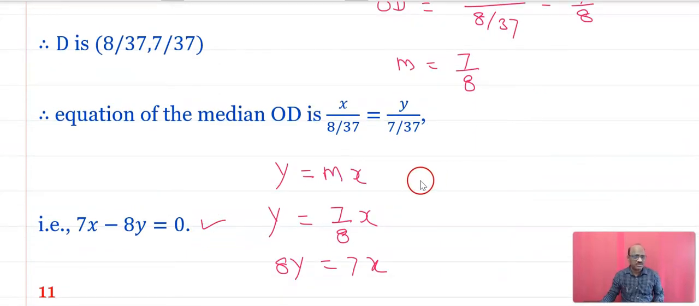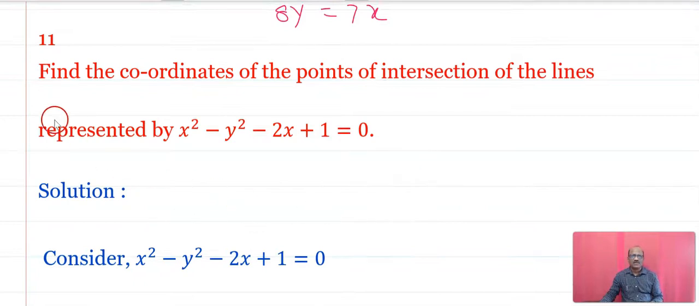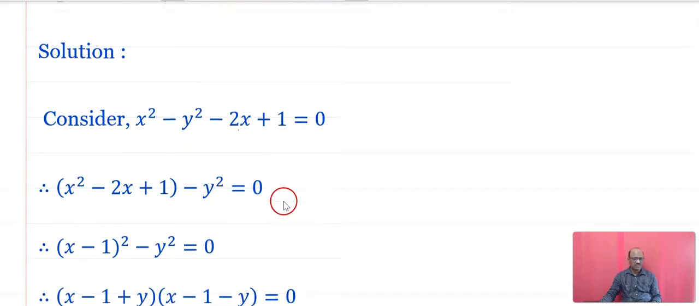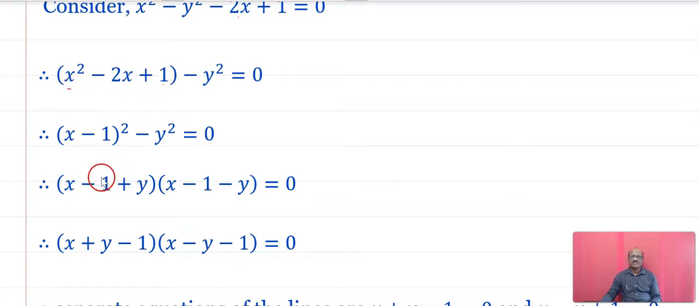This type of short example is also there. Now next question. Find the coordinates of the point of intersection of the lines represented by x square minus y square minus 2x plus 1 is equal to 0. Now consider the equation x square minus y square minus 2x plus 1 is equal to 0. This equation can be written as x square minus 2x plus 1, and then minus y square is equal to 0. Now this is a perfect square. It's x minus 1 whole square minus y square, that is of the form a square minus b square.